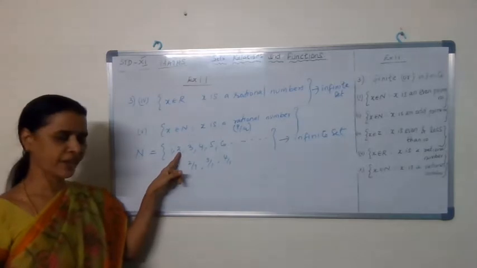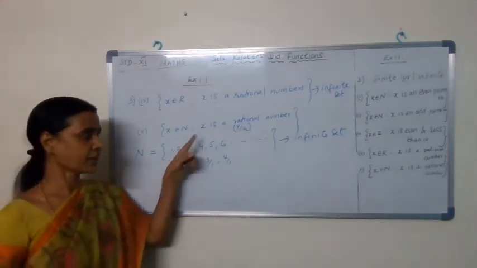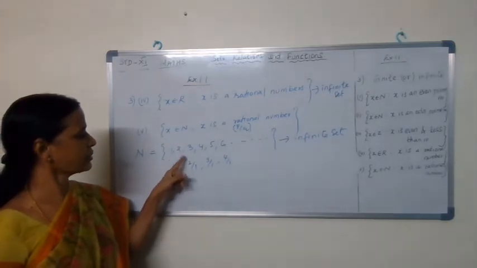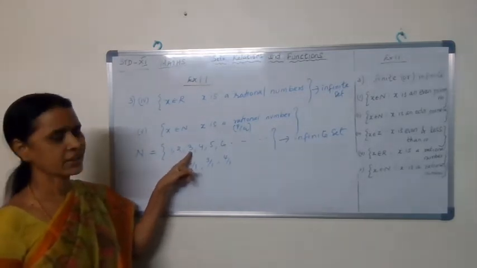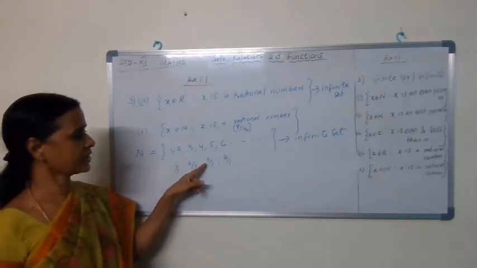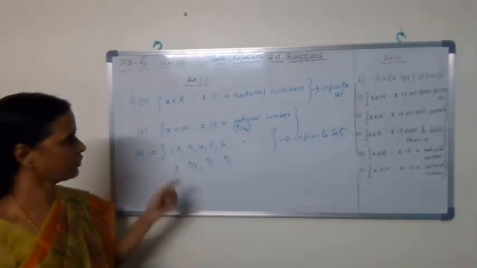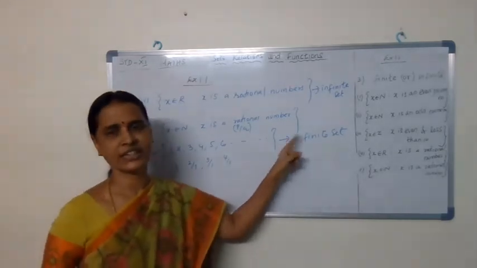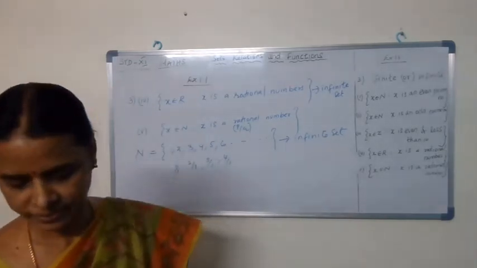2 is a natural number as well as a rational number, because 2 can be written as 2 by 1. 3 is a natural number and also a rational number because 3 can be written as 3 by 1. Therefore, you have uncountable values. Therefore, the given set is an infinite set.